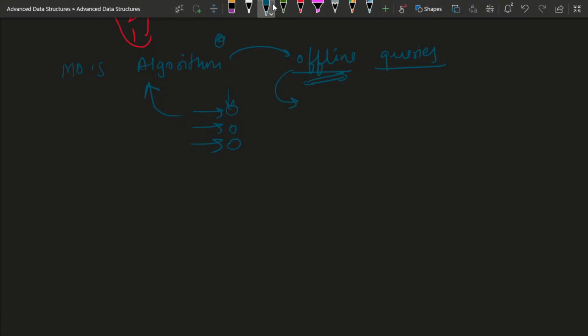Okay, now, so the first thing is the nature of query, that is offline. Okay, so this is one thing to note, and so this is the first thing. And the second thing to note is it is using the square root decomposition technique. The idea behind that is the square root decomposition. And third thing is maintaining a data structure. Okay, so the third thing is maintaining a data structure.